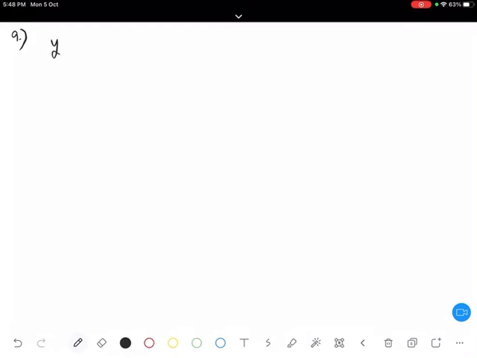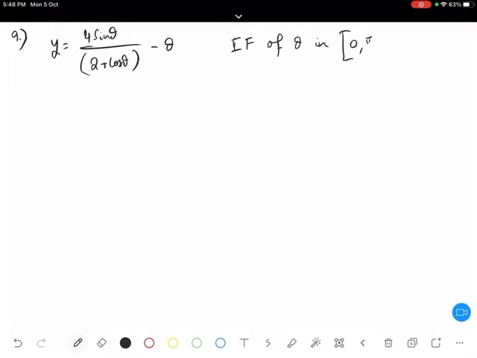Now question number 9. Very, very important question. So let's do question number 9. In question number 9, what you see is: prove that the function y is equal to 4 sin theta divided by 2 plus cos theta, minus theta, is an increasing function of theta in the range given as 0 to pi by 2. So they have told you to prove that this one is an increasing function.